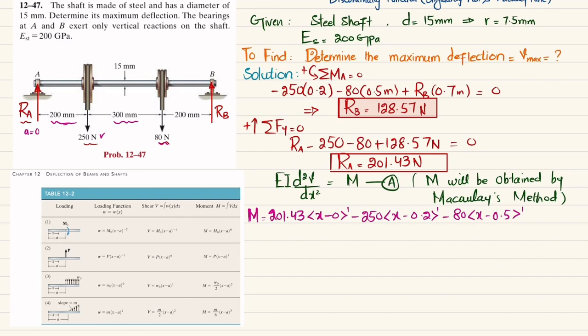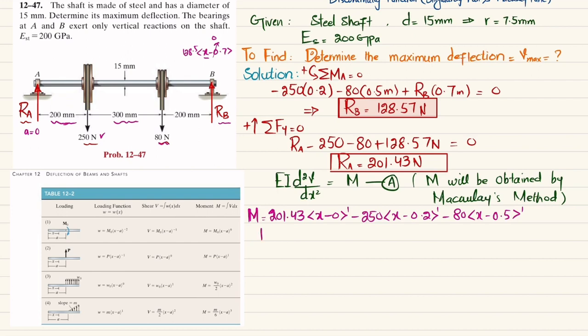And we will neglect this RB. Why? Because if you put it, the term will be 128.57 into x minus 0.7, the total length. Your x should be less than 0.7 in order to find the deflection at any point, so up to 0.7 this will be either negative or equal to 0. So there is no benefit from this, so we will neglect RB.